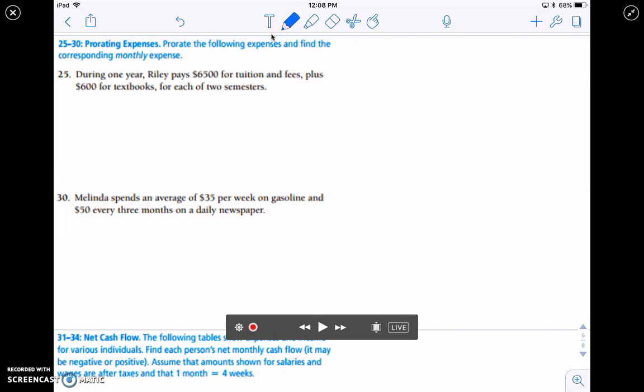Okay, this is part 2 for Unit 4A, and we're looking at budgeting and taking control of your finances. And just these last few questions, we're going to be looking at possible scenarios that you could come up with and trying to make sense of them. So these two, 25 and 30, are looking at prorating your expenses.